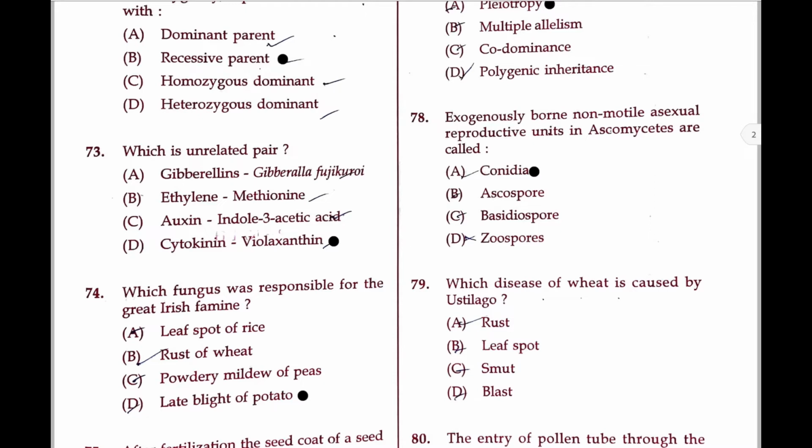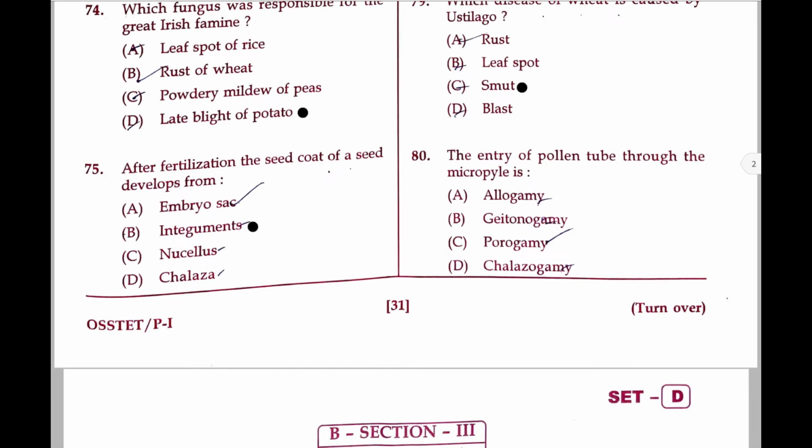Which disease of wheat is caused by Ustilago? The answer is option C, that is smut. Then, the entry of pollen tube through the micropyle is dash. The answer is porogamy.